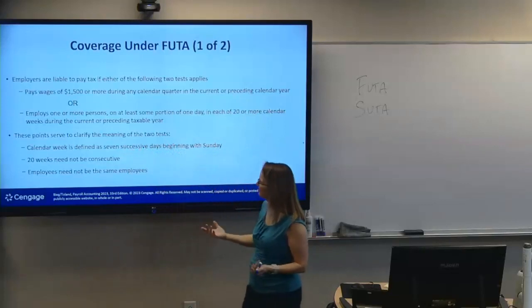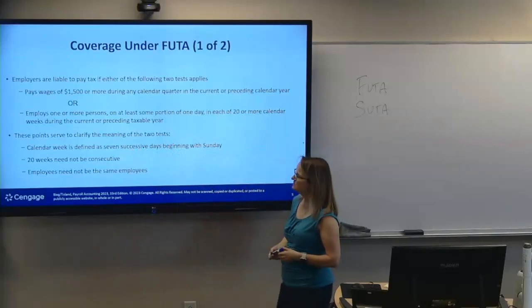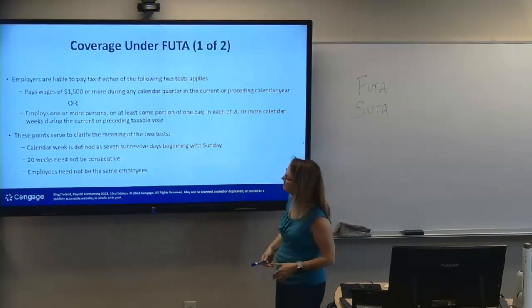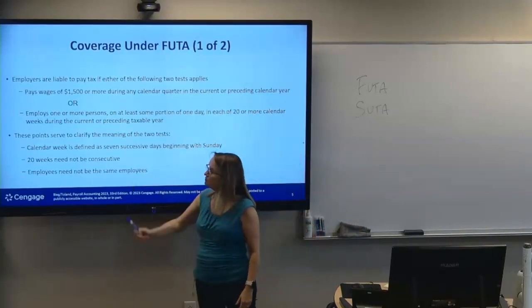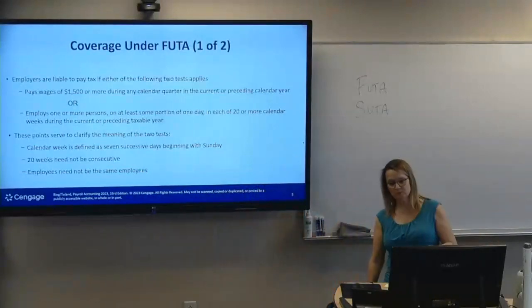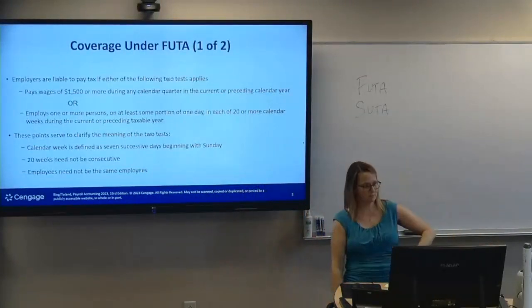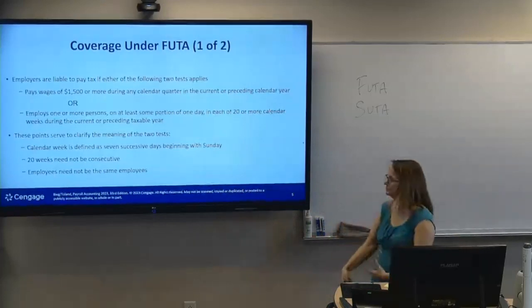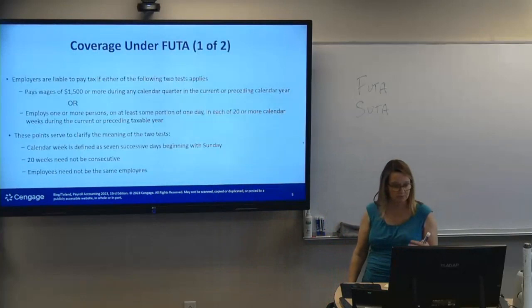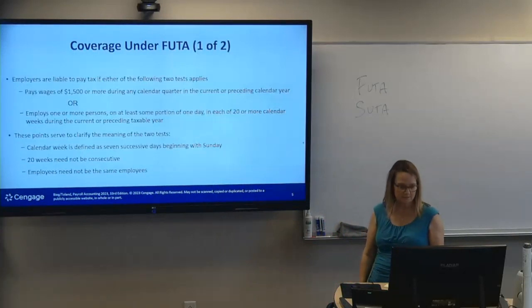So you can look at these, well, I guess these are specific points. So the calendar week, how do we define that? 7 successive days, beginning with Sunday. Okay, so it's very specific, Sunday at midnight. 20 weeks do not need to be consecutive. So it could be 1 week, skip a week, next week, skip a week. So it just has to be during 20 weeks. And the employees do not need to be the same employees when using this test.